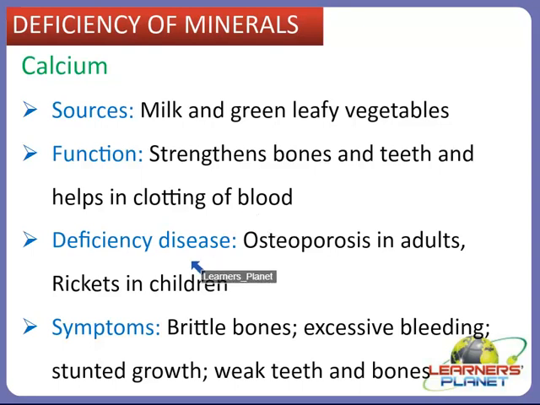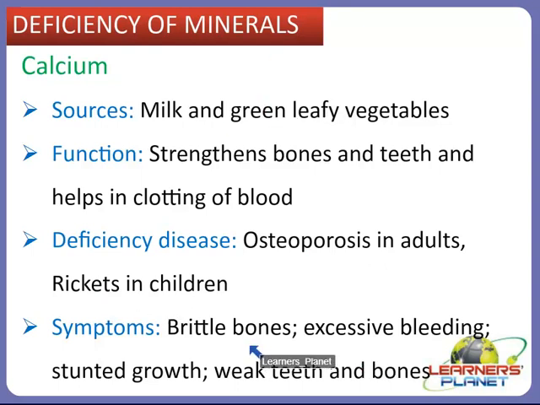So the deficiency disease which is caused due to the lack of calcium is osteoporosis in adults and rickets in children. These are the same kind of disorders, bone deformity disorders, right? So these bone disorders have been given different names for adults and children. The bone disorder occurring in children is called rickets, and the bone disorder occurring in adults is termed osteoporosis, right? And these disorders occur due to the lack of calcium in our body.